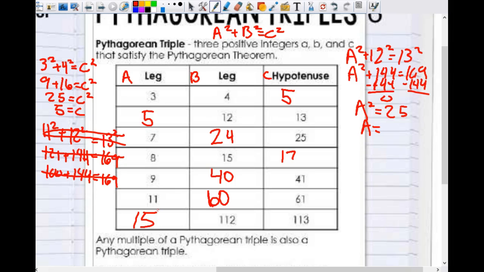So, I honestly only have this top one memorized. And the reason why I have the top one memorized is because that one's by far the easiest one to memorize. 3, 4, 5.